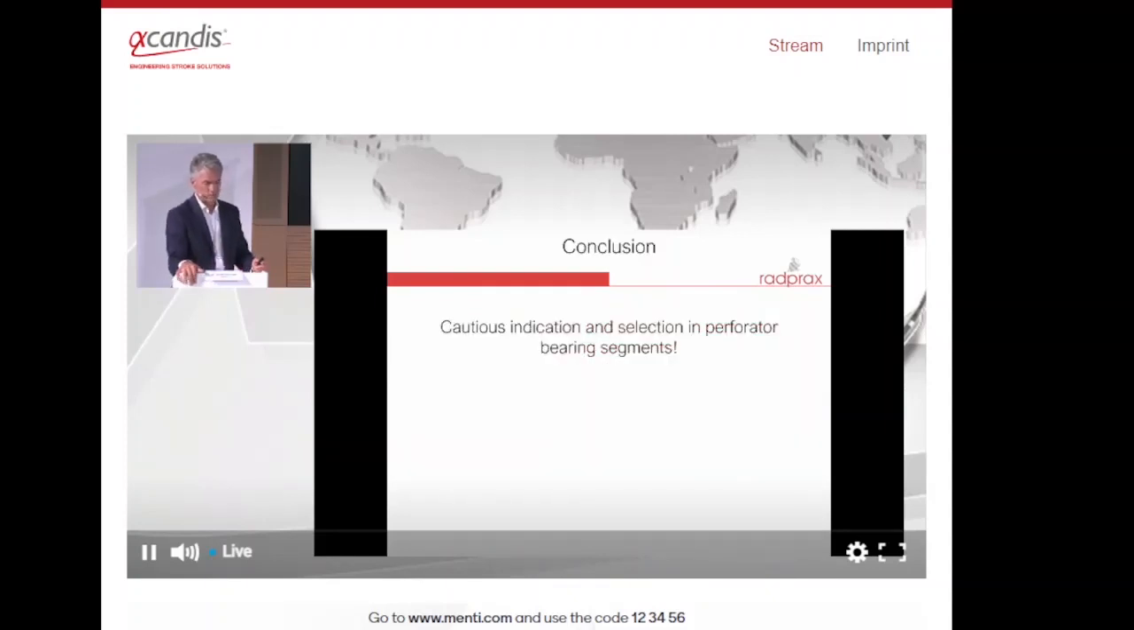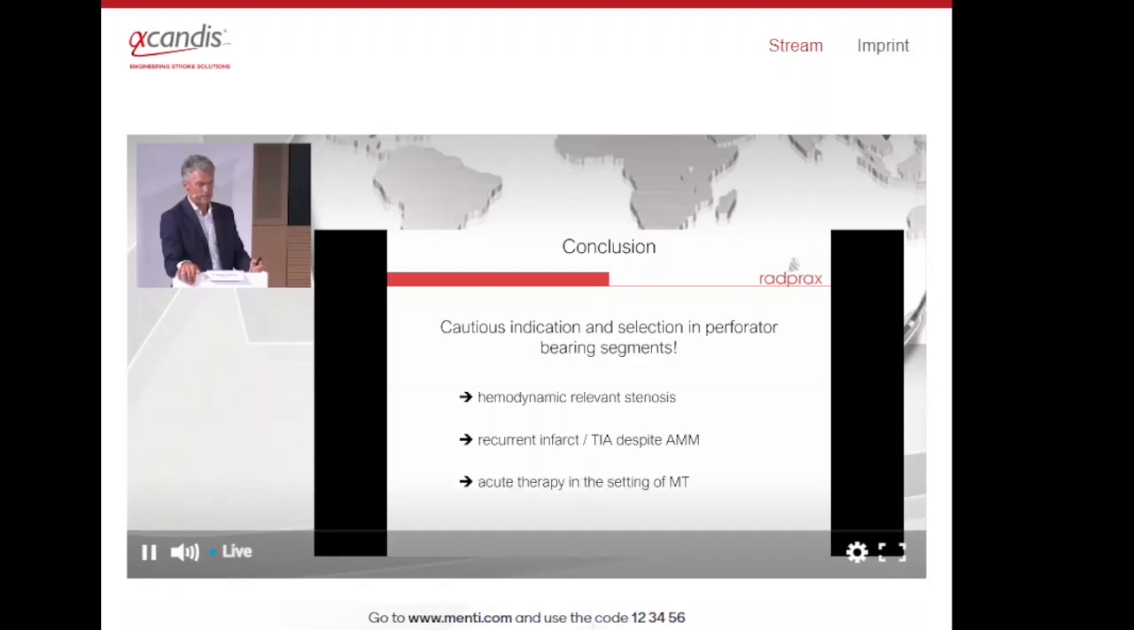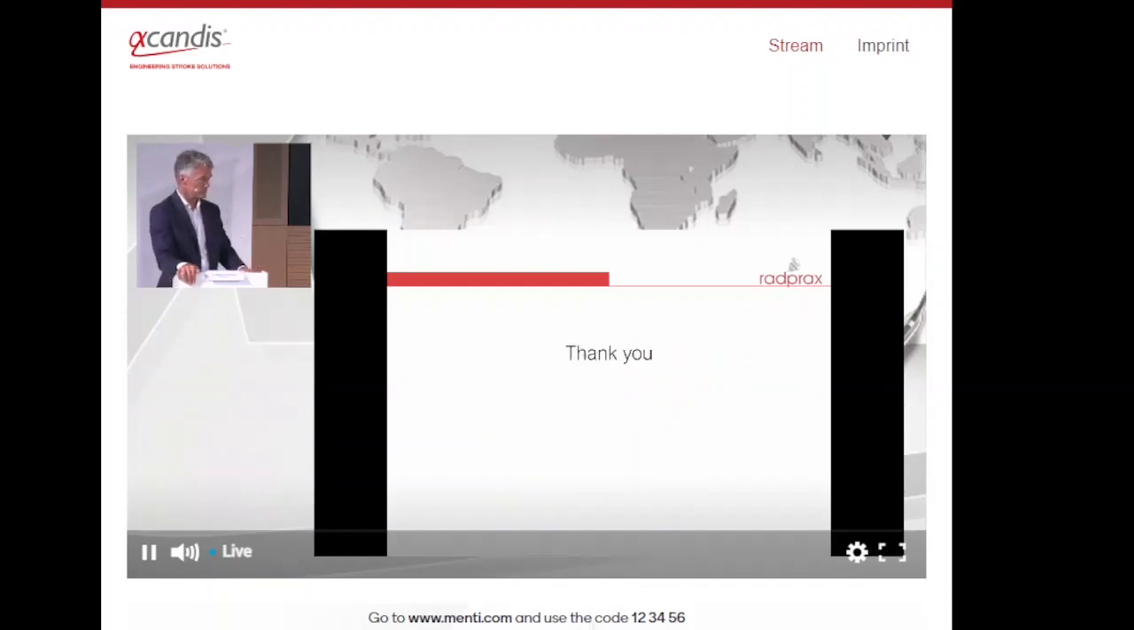So to conclude, cautious indication and selection in perforator-bearing segments have to be made, and we really don't have any strong predictors for whether we are going to occlude perforators or not, even if we think that we are on the safe side, because in the segment we don't see any perforators. So we should concentrate on hemodynamically relevant stenosis, on recurrent infarct despite aggressive medical management, as we've discussed today, and of course the acute therapy in the setting of mechanical thrombectomy. Thank you.